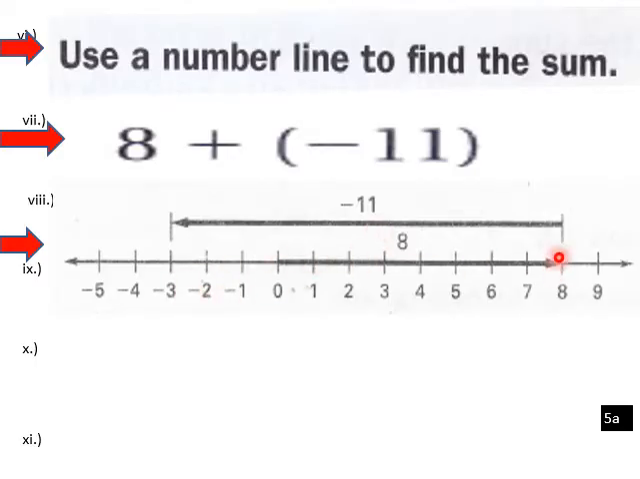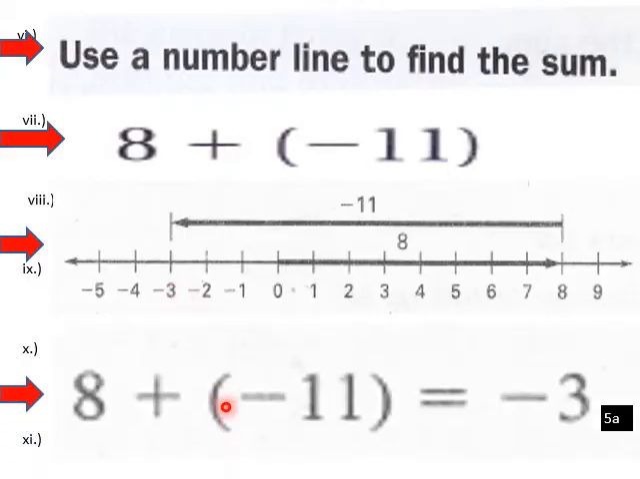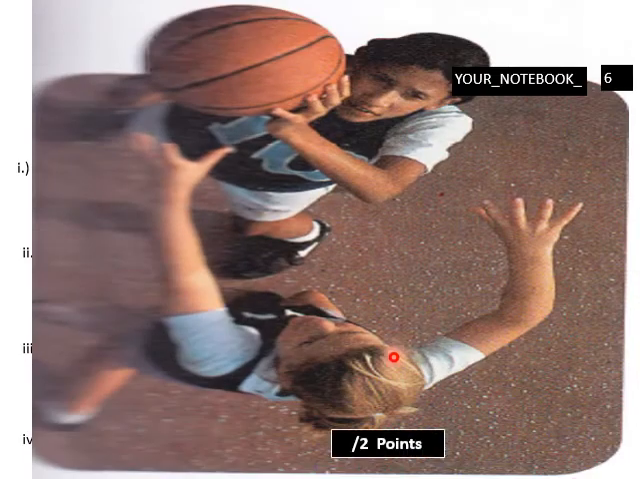So we start at 8, go to the left 11 units. This is what this negative means. Goes to the left 11 units, and we end up at -3. So 8 plus a -11 would be -3.